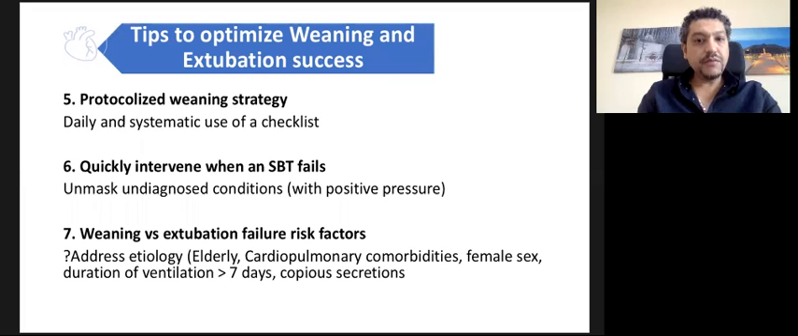Tip number 7, difficult to wean patients make up around 20% of the mechanically ventilated critically ill population. This is a high rate, 20%. So the risk factors are, as I show here, elderly patients, cardiopulmonary comorbidities, the female sex, the duration of the ventilation, usually more than 7 days, copious secretions, and improper or inadequate chest physiotherapy and spirometry. So that was regarding the difficult to wean patient.